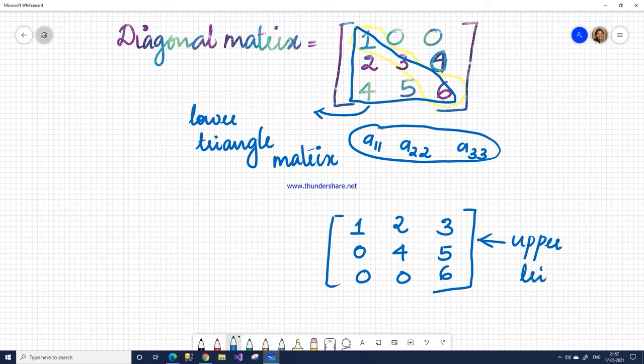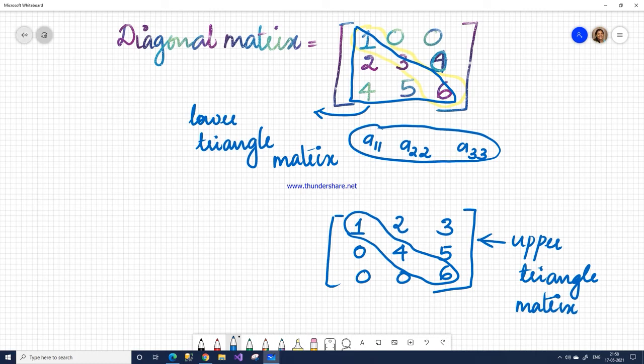Upper triangle matrix. So here the diagonal elements are 1, 4 and 6, and the triangle is formed above the primary diagonal. So it is an upper triangle matrix, and in the other one the triangle is formed below the diagonal. So it is a lower triangle matrix. So this is all about the diagonal matrix.